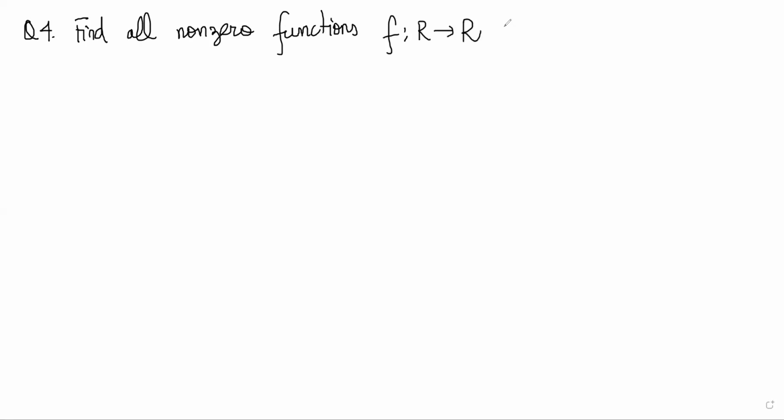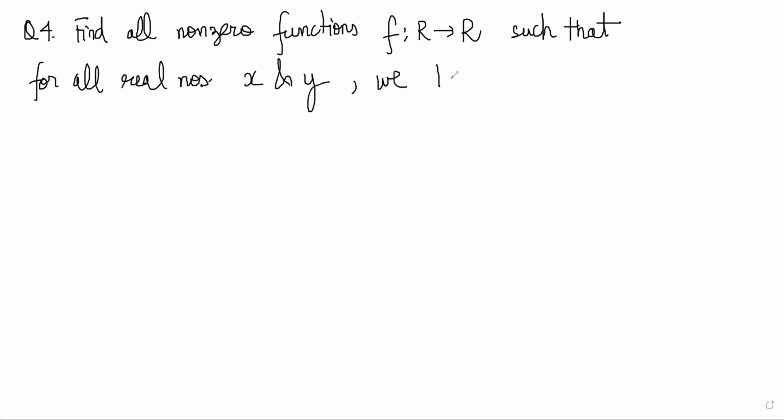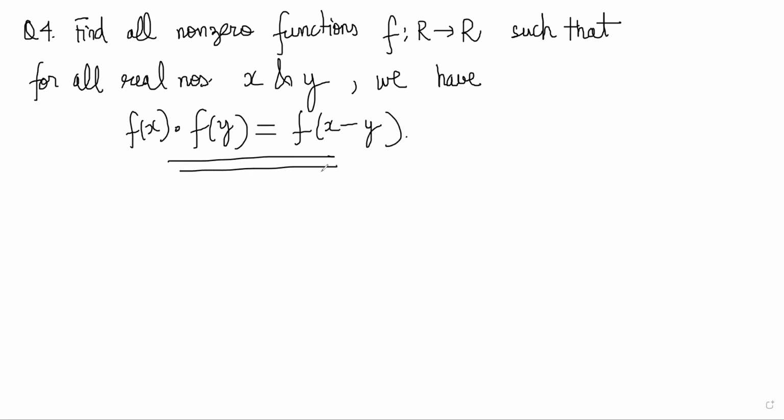Find all non-zero functions f from R to R such that for all real numbers x and y, we have f of x multiplied by f of y is equal to f of x minus y.